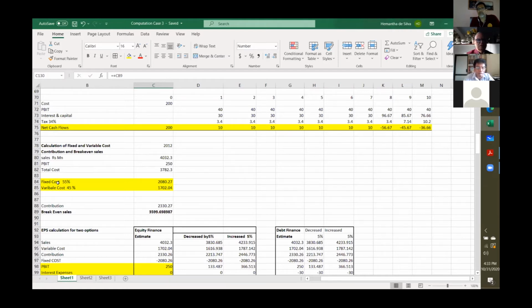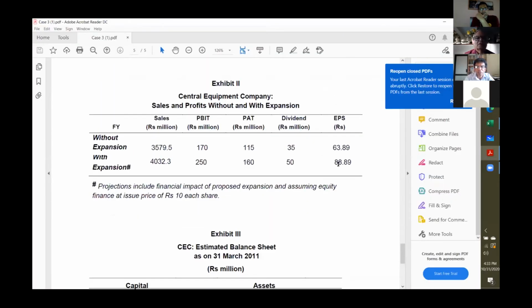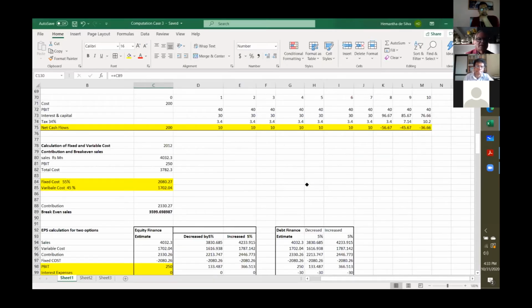Okay. So for your break-even sales, you took 250, not 230. Yes, I took 250 because it's given. In exhibit 2, how much is given? In this report, 250 is given, right? Okay, all right. 250 profit before interest and tax. Okay, no problem. Basically it's all right.